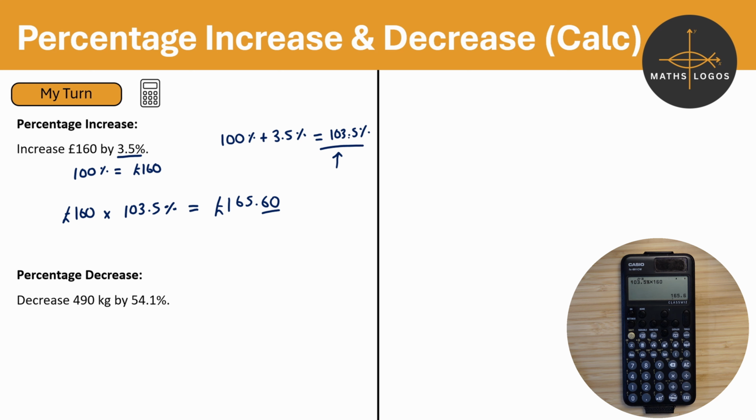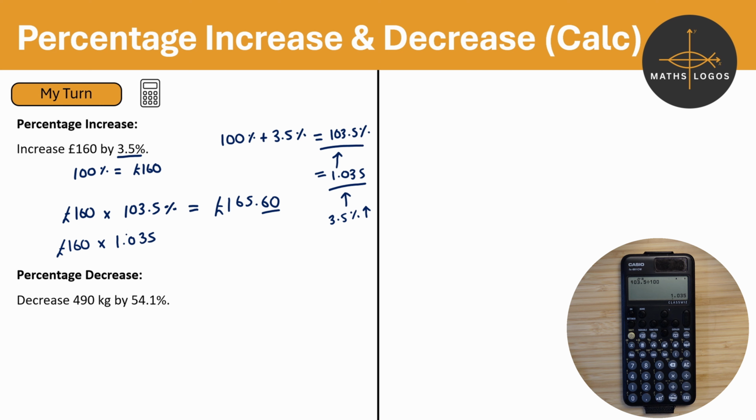The other way is to turn this 103.5% into a decimal multiplier. And to do that, we divide by 100. So take your 103.5%, divide it by 100 to turn it into this decimal multiplier. That's 1.035. And this is what we call a decimal multiplier. And this particular decimal multiplier is equivalent to a 3.5% increase.